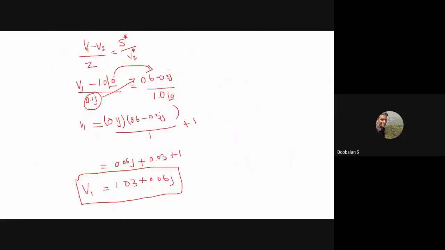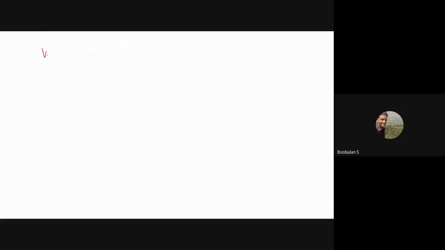So for example, v1 is given. v1 at angle del 1 has magnitude 1.0 and an angle of 0 degrees. Now we need to calculate the unknown variable v2 at del 2. So the calculation will be somewhat difficult. We'll see why it's difficult. In the first case, we had a simple formula, which we already have.